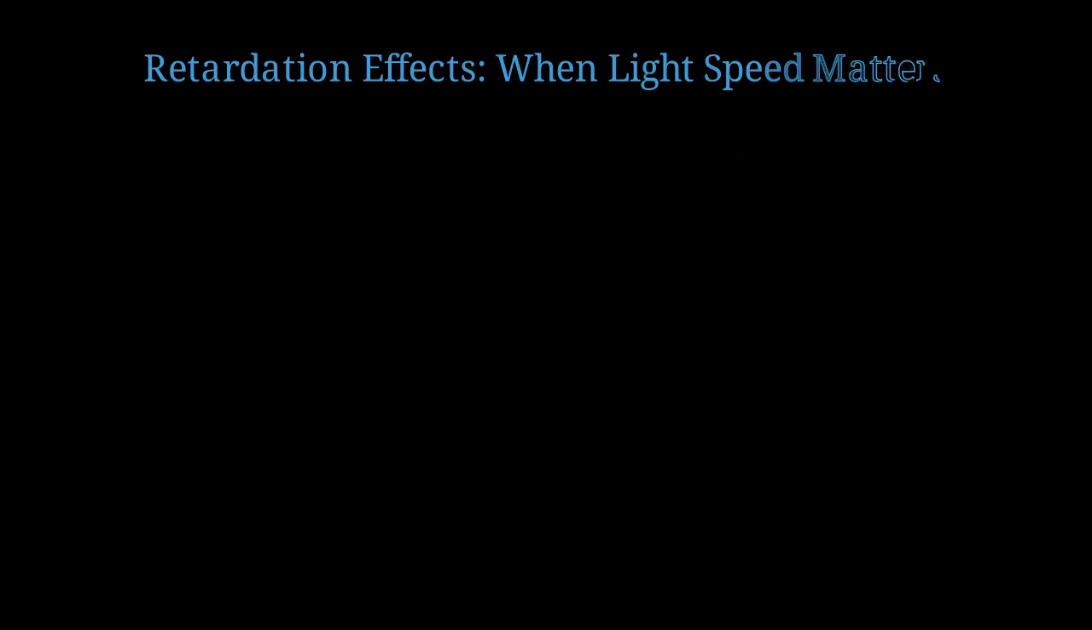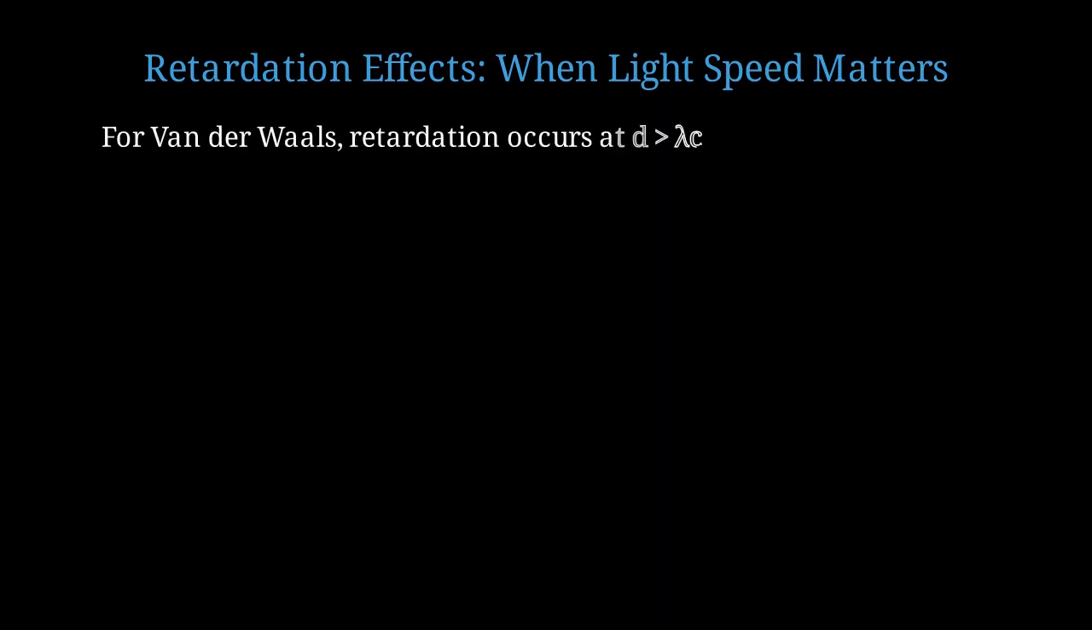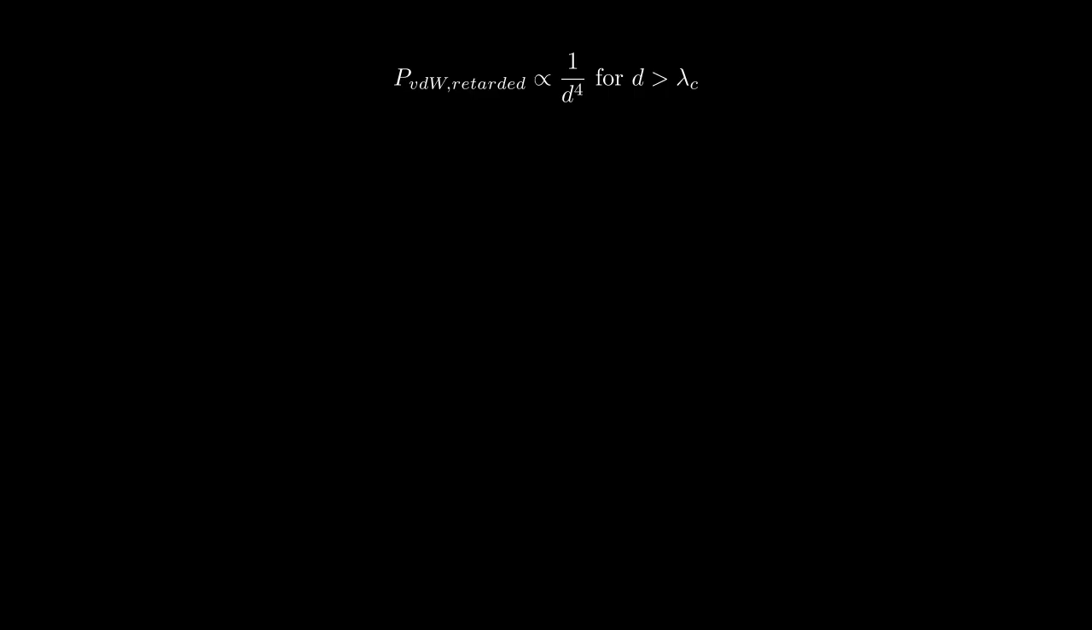There's another important difference we haven't discussed yet: retardation effects. Van der Waals forces are modified at larger separations by the finite speed of light. This is called the retarded regime or Casimir-Polder regime. For van der Waals forces, retardation effects become important when the separation d exceeds the characteristic wavelength lambda c, which is roughly 100 nanometers. In the retarded regime, van der Waals pressure changes to 1 over d to the fourth, the same as Casimir. This is because retarded van der Waals forces and Casimir forces are really the same thing. They're both manifestations of quantum electrodynamics.